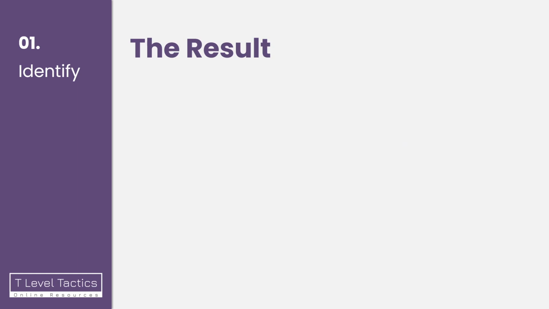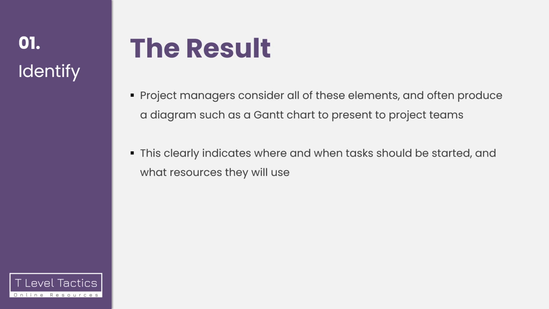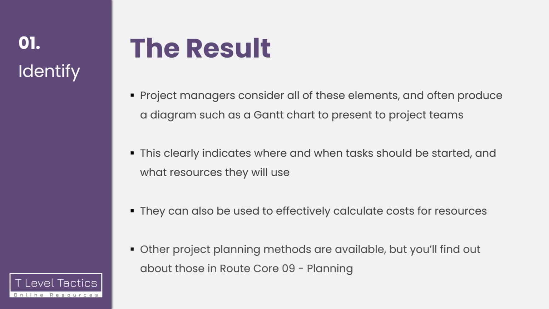So what's the result of this? Well, project managers consider all of these elements and often produce a diagram such as a Gantt chart to present to project teams. And it will clearly indicate where and when tasks should be started and what resources they will use. They can also be used to effectively calculate costs for resources. Now, there are other project planning methods available, but you're going to find out more about those in Route Core 9 planning.